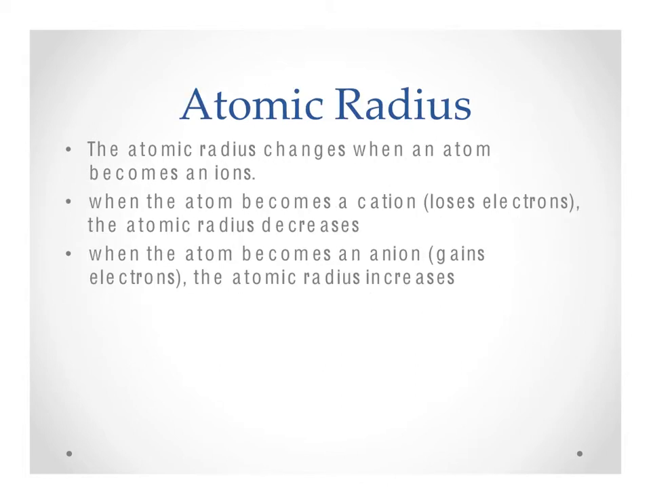When an ion is formed, the atomic radius will be changed. For example, when the atom becomes a cation, that means it lost electrons, the atomic radius actually decreases. Whereas when the atom becomes an anion, gaining electrons, the atomic radius will actually increase.